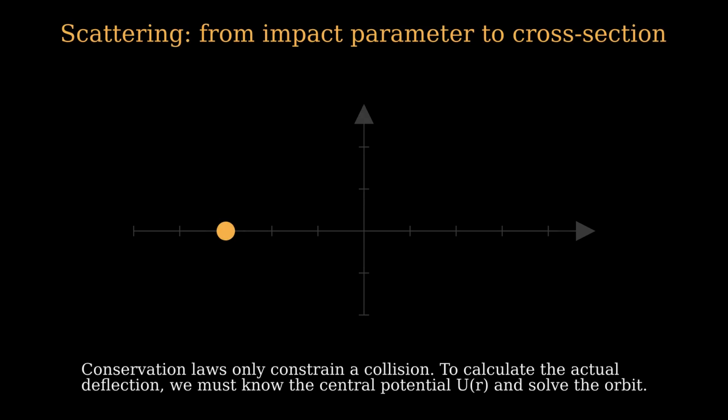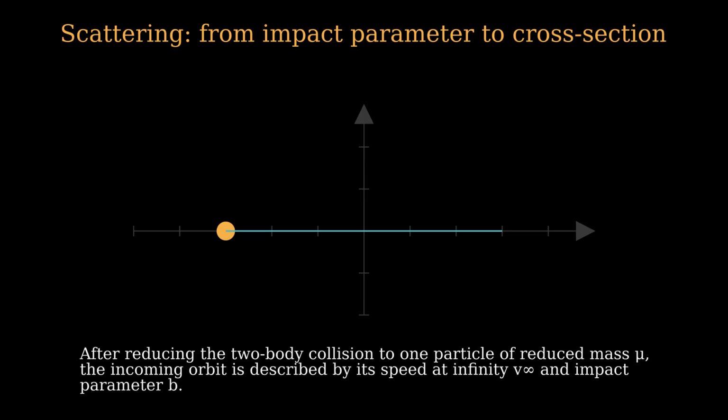Conservation laws only constrain a collision. To calculate the actual deflection, we must know the central potential U(r) and solve the orbit. After reducing the two-body collision to one particle of reduced mass mu, the incoming orbit is described by its speed at infinity v infinity and impact parameter b.